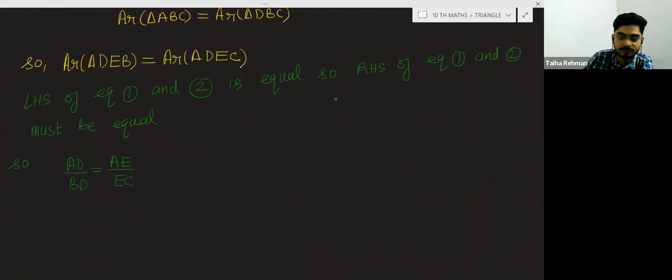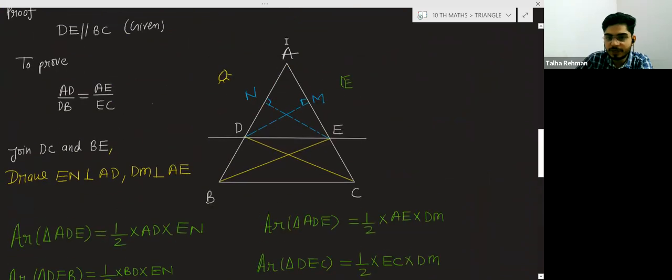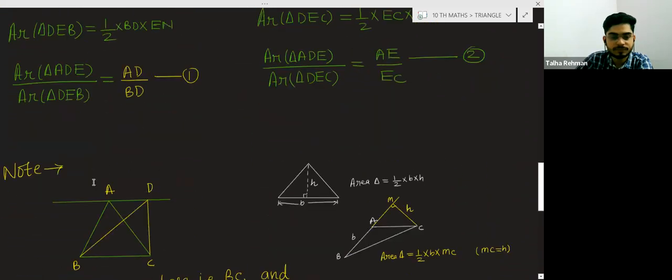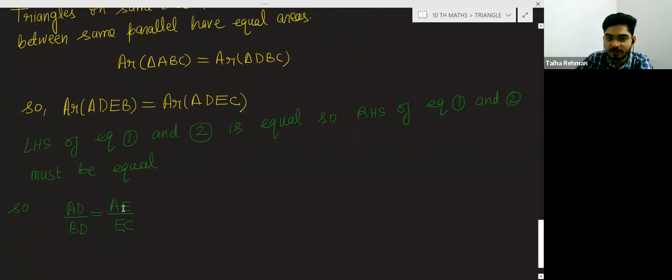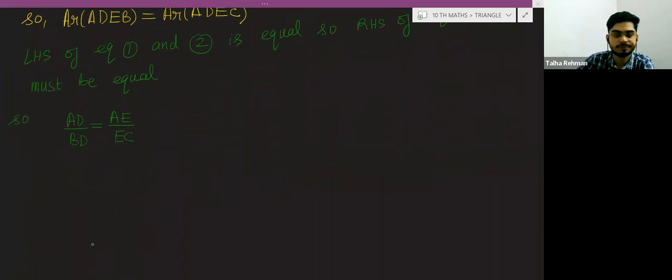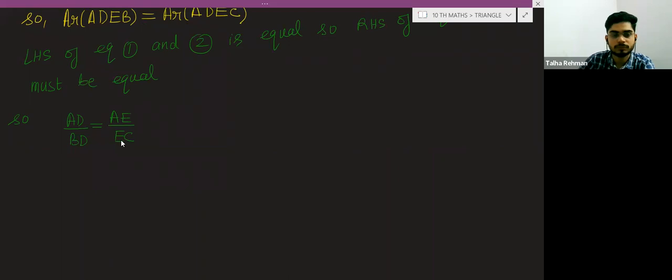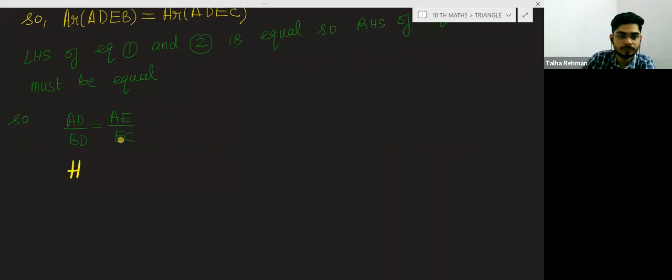Now check this. AD, DB, AE, EC. DB and BD are the same thing. So this is the proof. So you can write here, hence proved.